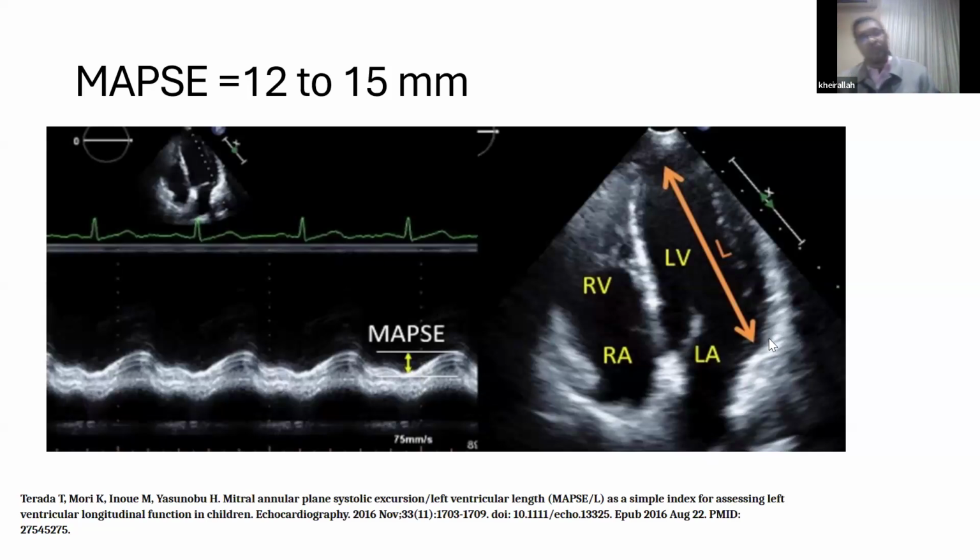Again, the problem of fractional shortening applies to MAPSE because it is single point analysis. It just analyzes this point and assumes this point reflects the entirety of the LV. Again, this is a problem. The normal MAPSE is 12 to 15 millimeters, while the TAPSE, when we come to discuss it, is 17. So the lateral annulus of the RV is faster in velocity than the mitral annular velocity. Remember this.